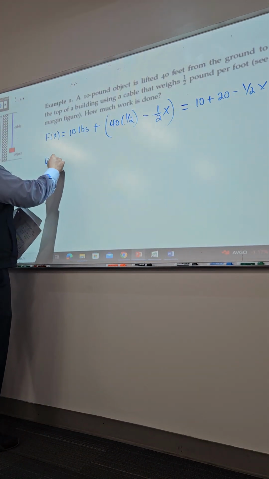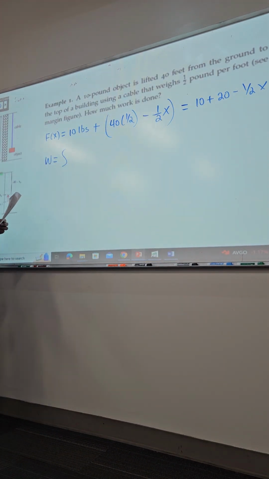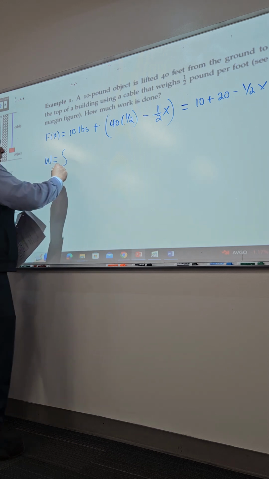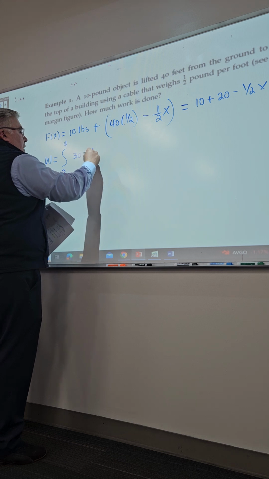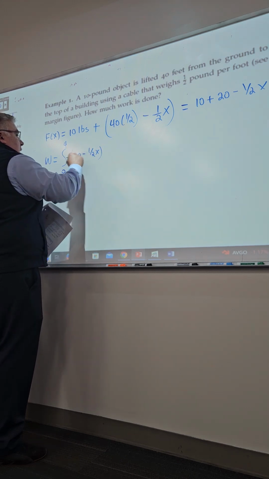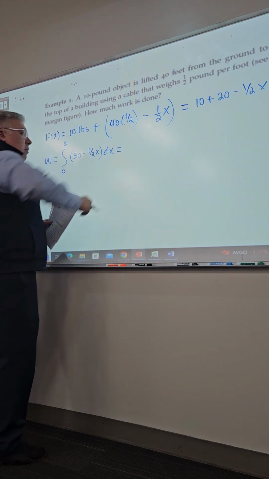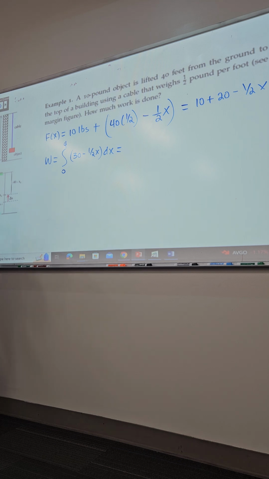So the work is equal to the integral. And remember, we're going from 0 to 40, right? Because that's how long the rope is, right? So from 0 to 40 of 30 minus 1/2 x dx. And we can do this by hand, okay? So far, so good? All right.